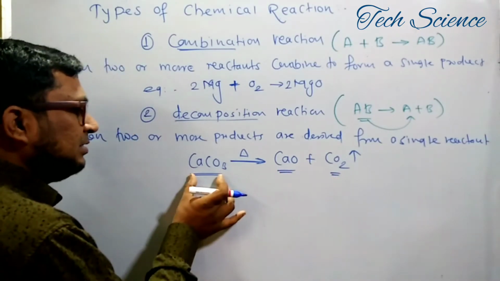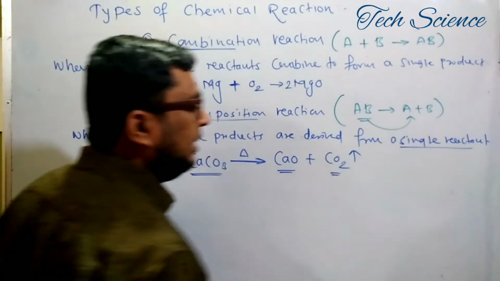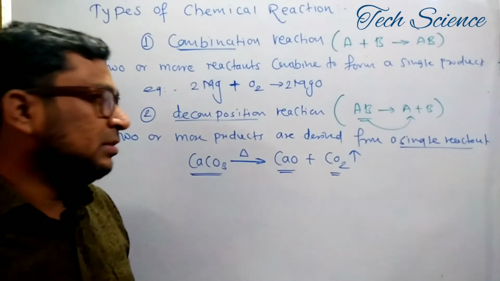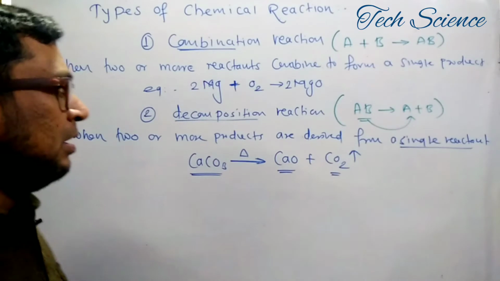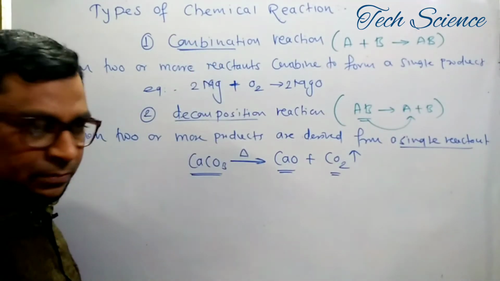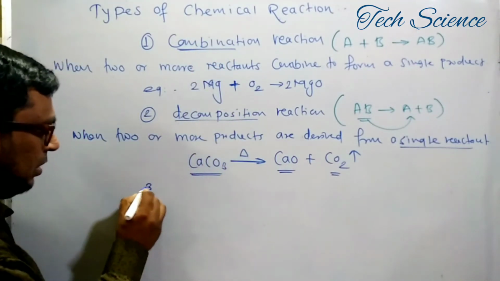How many reactants are there? A single reactant. This is the second reaction. It is called decomposition reaction. Okay, so the first one is combination, the second one is decomposition. What about the third?